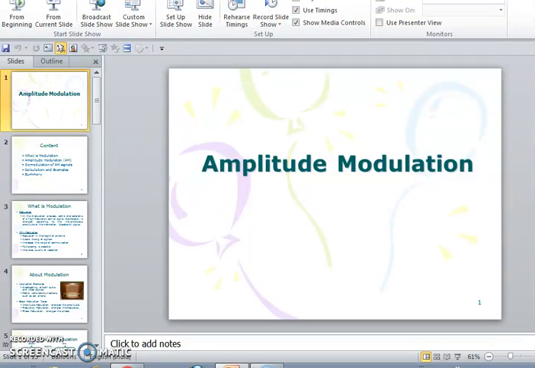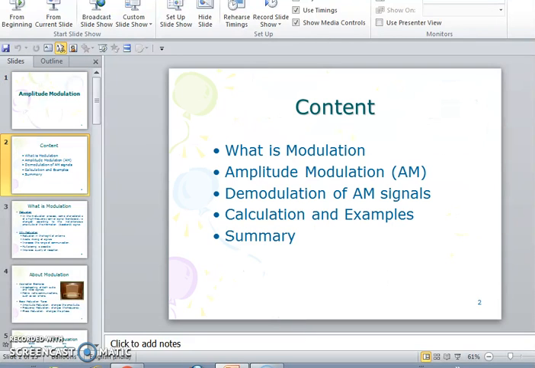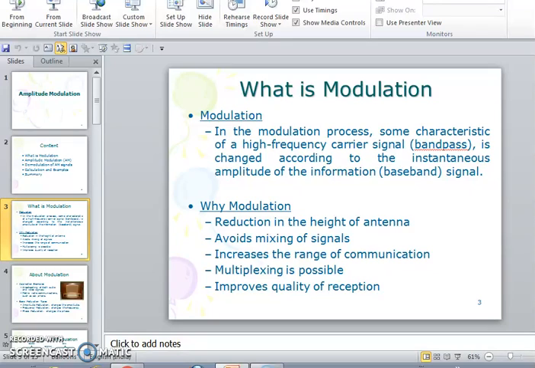In this lecture I will explain the need for modulation, or the advantages of modulation, and also amplitude modulation. So what is modulation, what is the advantage of modulation, what is amplitude modulation, demodulation, and some examples I will explain. First of all, what is modulation?